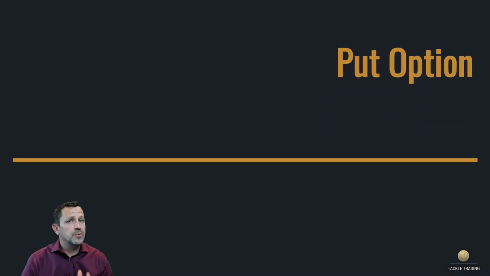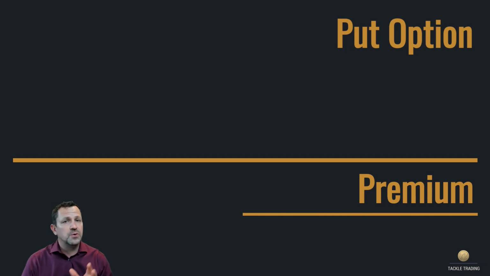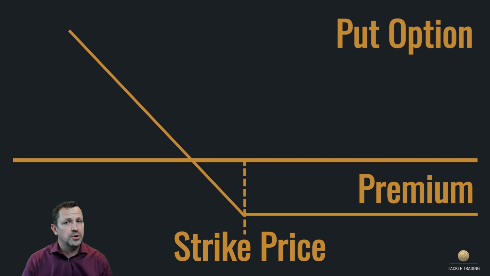Now, the buyer of a put option, in exchange for the premium, reserves the right to sell the underlying asset at a predetermined price known as the strike price. Now, that can happen anytime on or before the predetermined date known as the expiration date. So again, it's a contract between a buyer and a seller in exchange for premium that gives the buyer the right, but no obligation, to sell the underlying asset at a predetermined price on or before a predetermined date.